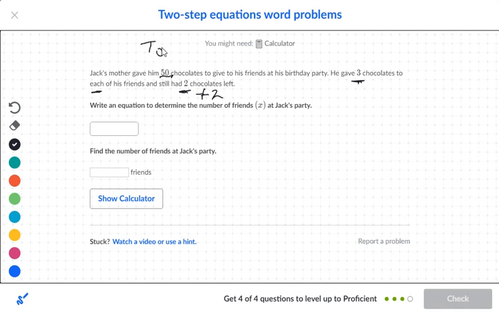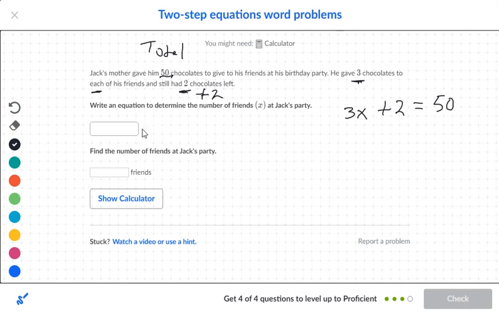So this 50 is going to be like the total. And then he gave 3 each. That's going to be the letter, like 3x. And we're going to say plus 2. So we could say 3x plus 2 is equal to 50 because that's the total.